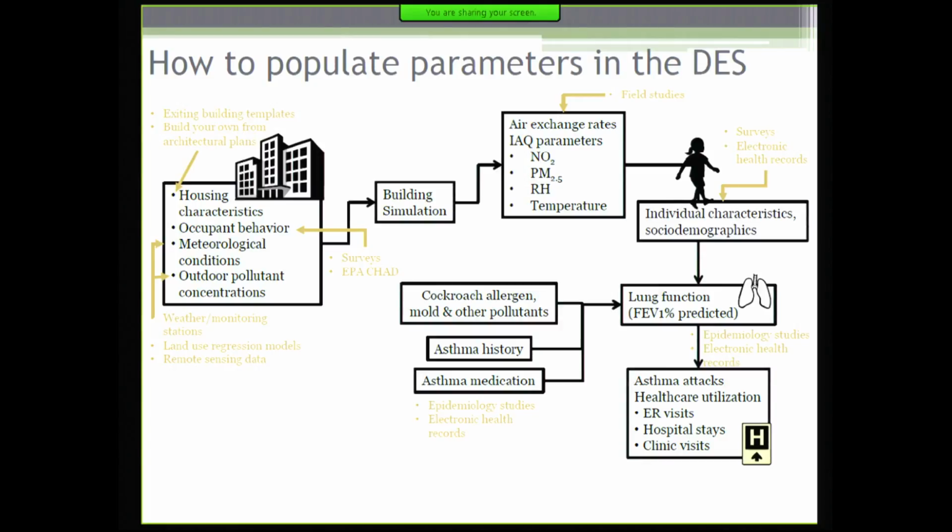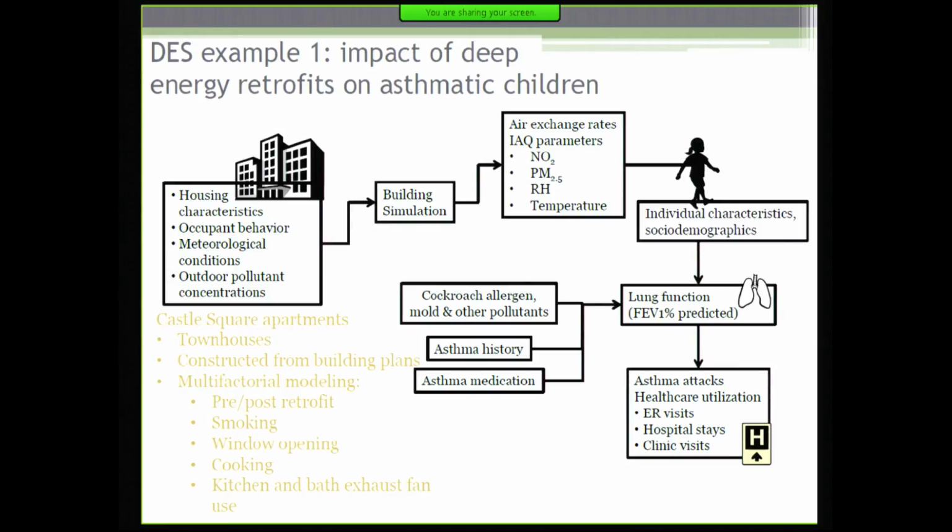And then once you have this all built up, you can model anything you want. You can tweak any piece of the model that you need to test different theories. And then you can calculate costs at the end of it. So I'm going to just show a couple of examples of how we've used this. Next slide. The first one is that deep energy retrofit that I talked about before in Castle Square, where we built up our own template.